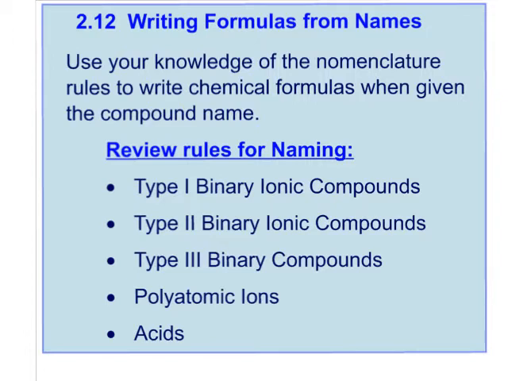So if you'll remember, we have type 1 binary ionic compounds, type 2 binary ionic compounds, where we write the Roman numeral in the name, type 3 binary compounds, where we have 2 nonmetals, we have polyatomic ions, and we have acids. So if you'll review the rules that you've just learned with all of those different types of compounds, you should be able to write the formulas very easily.